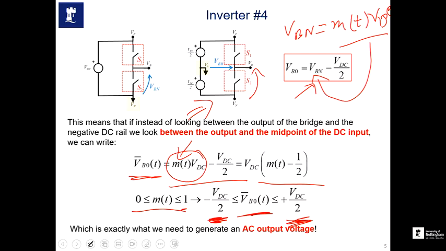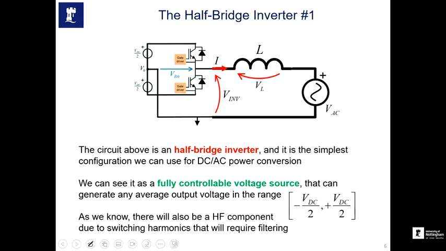Okay, so by looking at both of these two slides, we can confirm confidently that this second circuit will give us an AC output voltage. So in that case, what we need to do, instead of connecting the grid, which will have 2 points, one is the phase and another we call the neutral. Instead of connecting the neutral of the grid to here, to the negative DC link, we need to connect the neutral of the grid into the mid of the DC link. Okay, which can give us a fully controllable voltage source that can generate an average output voltage in the range of minus VDC by 2 and plus VDC by 2.